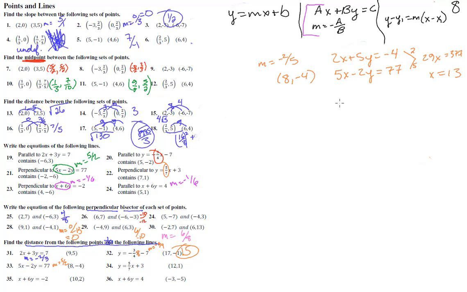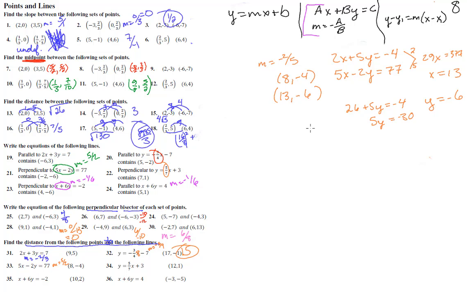We get 2 times 13 is 26 plus 5y equals negative 4. Subtract that over, you get 5y equals negative 30, so y equals negative 6. All right, so we're taking the distance between 8, negative 4, which is off of this line, and the line where those intersect is at 13, negative 6.